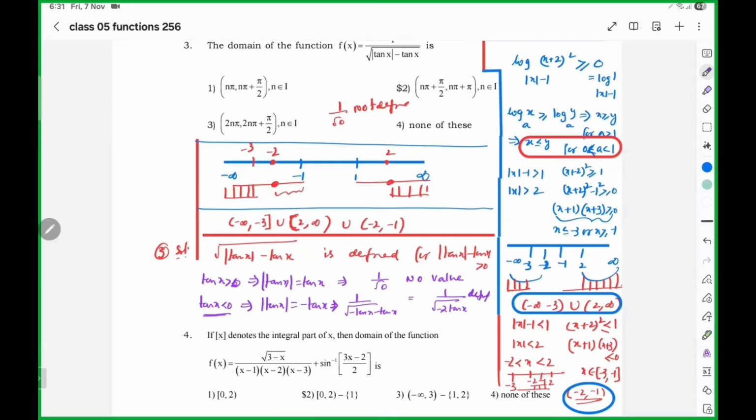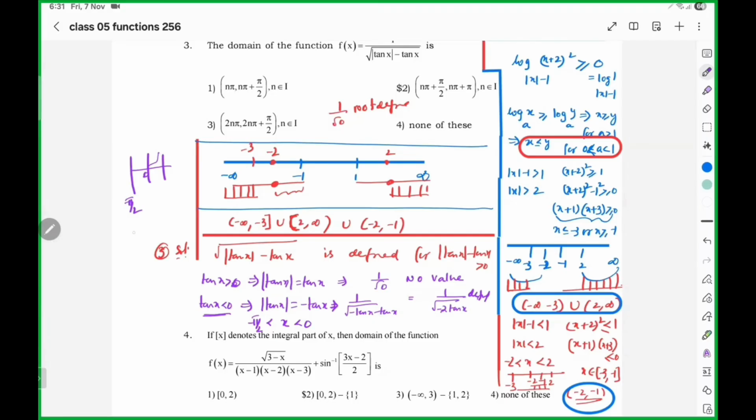So now tan x is negative means x will be in, basically, if you take the graph of tan x, then in 0 to pi by 2 it is positive. Minus pi by 2 to 0 it is negative. So that means here x must lie between minus pi by 2 to 0, where it is negative.